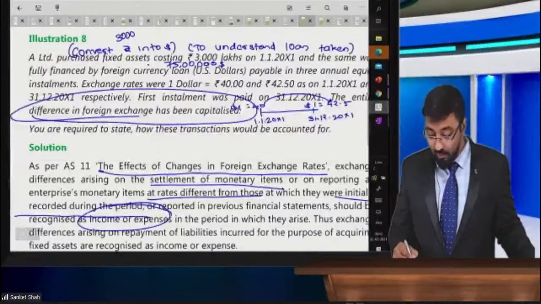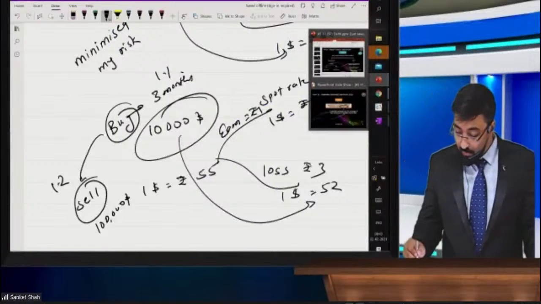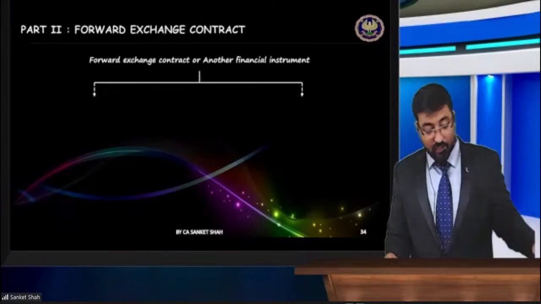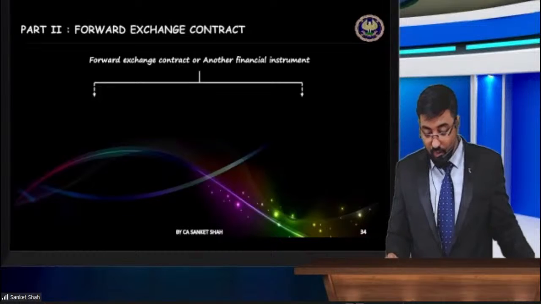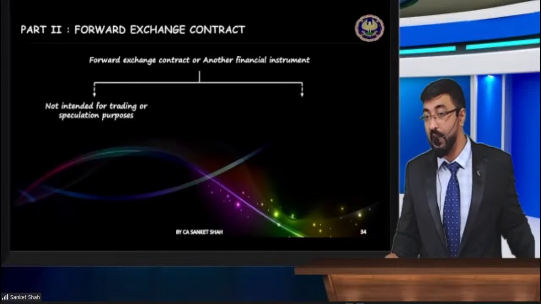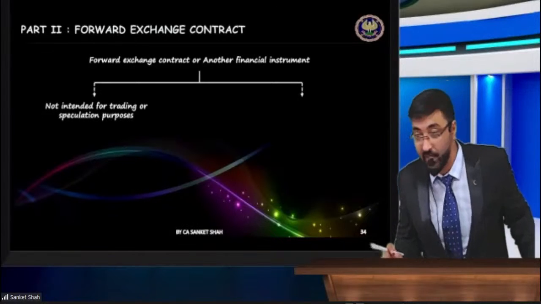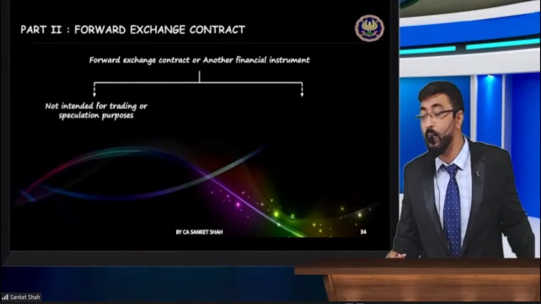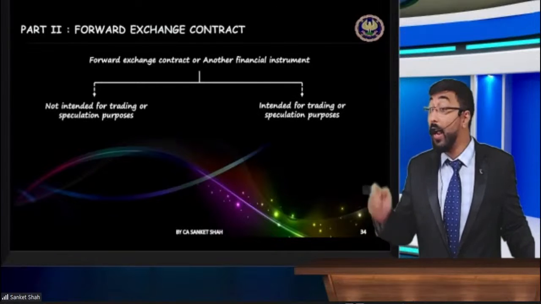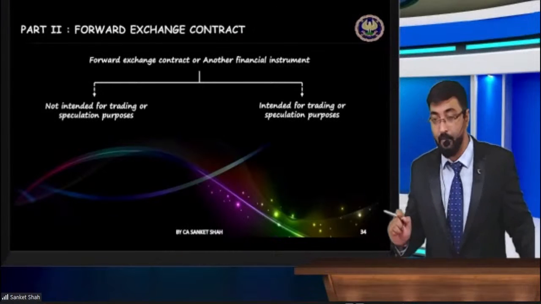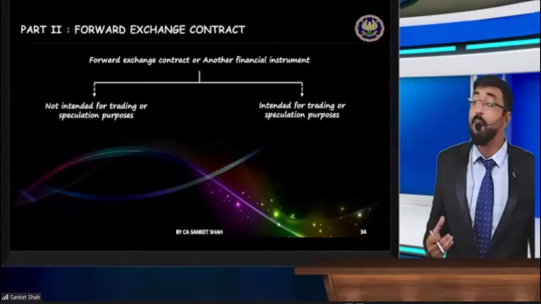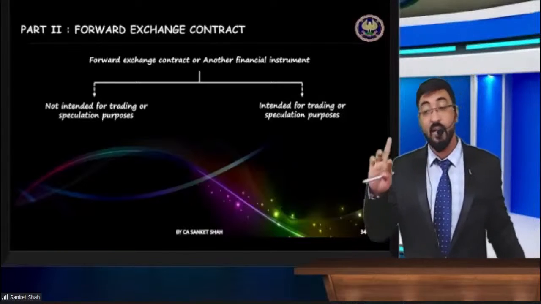Number one is you entered into a contract, write down, forward exchange contract or another financial instrument. Why you entered? Not intended for trading or speculation purpose. Your purpose is hedging, a genuine transaction: you want dollars because you want to pay a party. And the second one is for speculation purpose. Accounting treatment is different for different purposes. For speculation, it is a different accounting treatment, and for hedging, not speculation, it has a different treatment. So there is a concept of hedging and speculation.